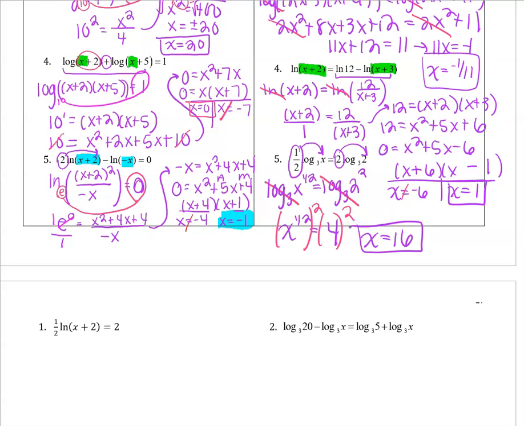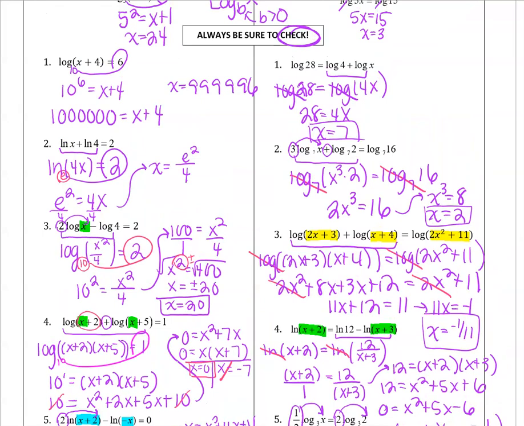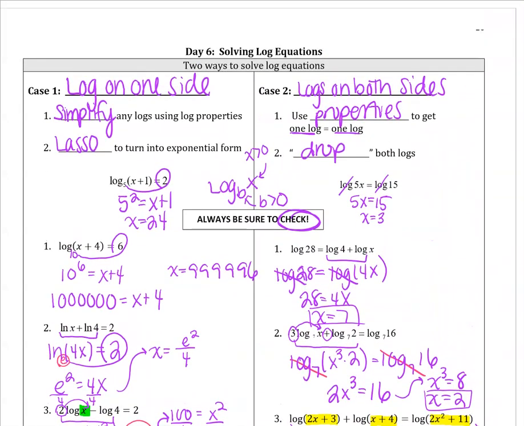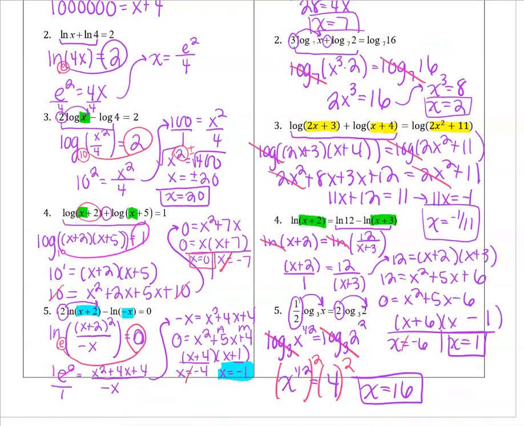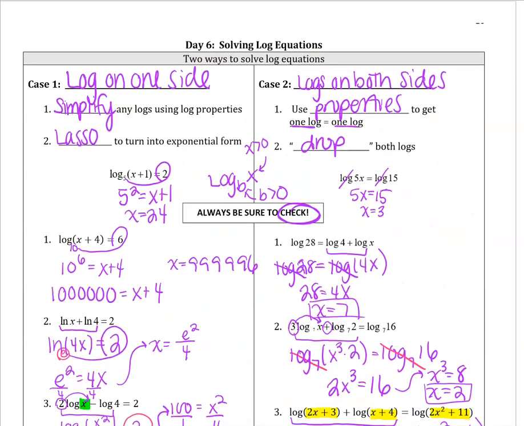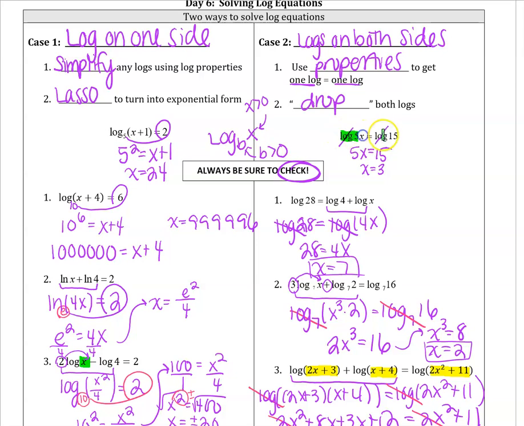And there you have it, guys. So those are your two different cases of solving logs. You just got to identify, do you have logs on one side of the equation or on both sides? Logs on one side means you'll be able to lasso to write it as an exponential. Logs on both sides will mean that you'll be able to drop the logs and then just solve the arguments by setting them equal.